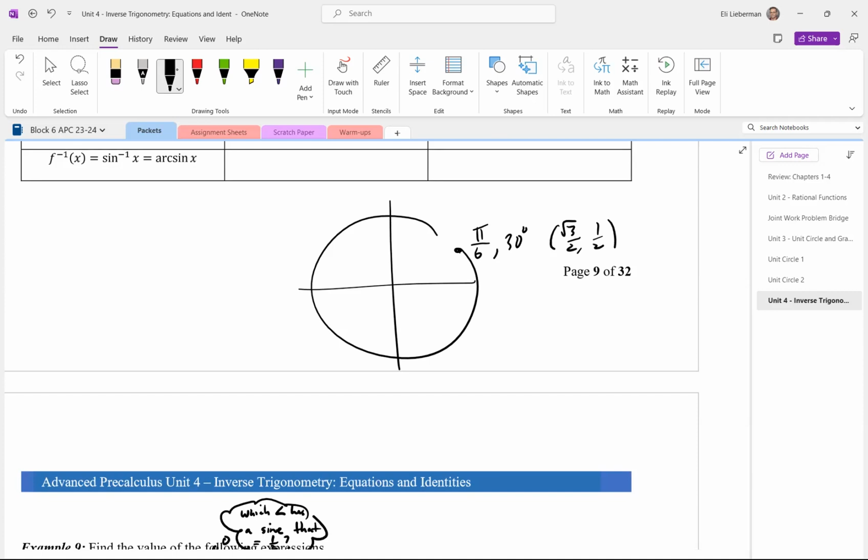How about 5pi/6? We don't pay attention to any other answer. We just want the ones between -pi/2 and pi/2. If you give me other answers, it's going to be wrong. I know you're trying to be really complete, but for inverse trig, there's only one answer.